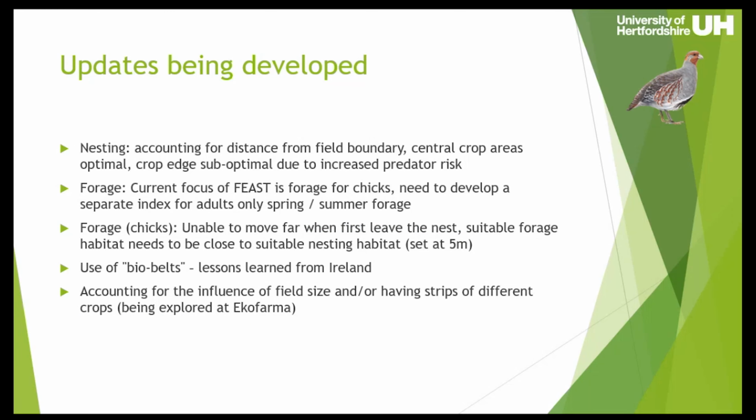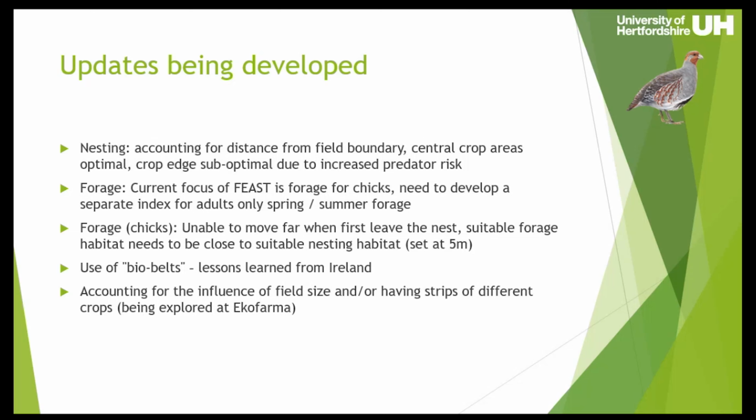There's always improvements to be made. This is something that we're looking into, is distance from the boundaries. I mentioned the spatial aspect and creating suitable habitat in more central crop areas. So we're looking at refining that and how we can take into account potentially the increase in predator risk at certain phases of the life cycle. Also, the focus of the forage is the chicks, partly because they are the weak points in the life cycle, with their inability to move too far from the nesting site. We're looking into developing a separate index for adults only during the spring and summer.